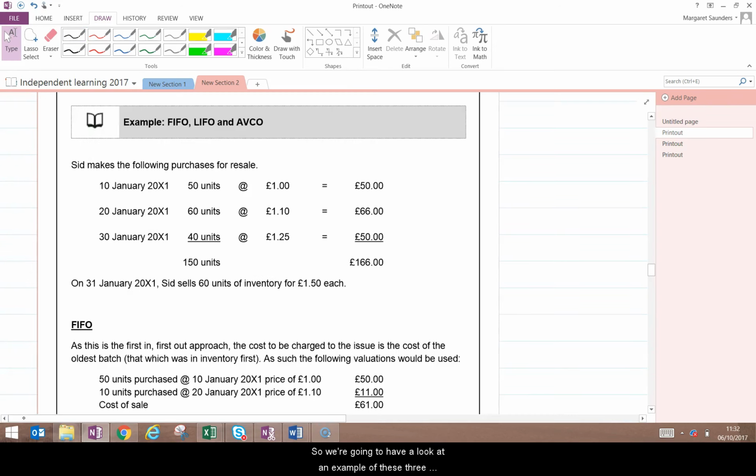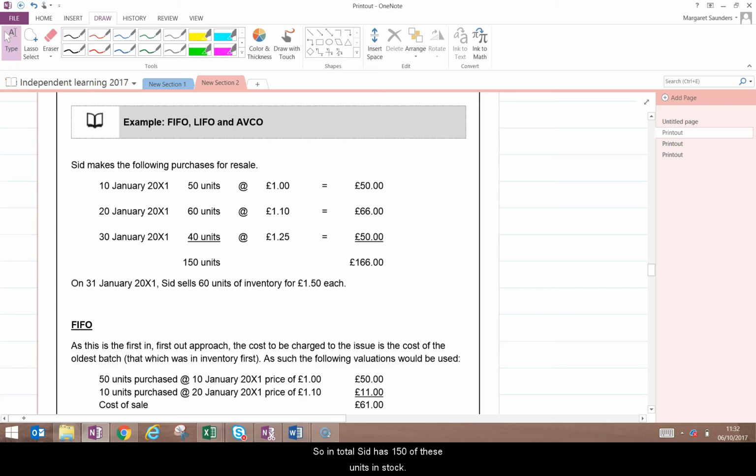So we're going to have a look at an example of these three methods before we move on to the store's ledger card. So in this example, Sid makes the following purchases for resale. On the 10th of January, he buys 50 units and he pays £1 a unit for those. On the 20th of January he buys another 60, at which point the price has gone up to £1.10, and on the 30th of January he buys another 40 and the price has gone up again to £1.25.